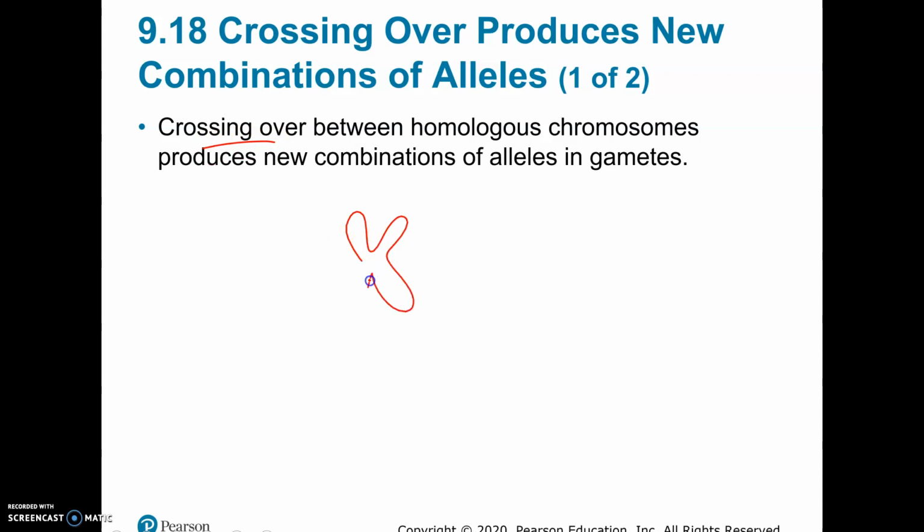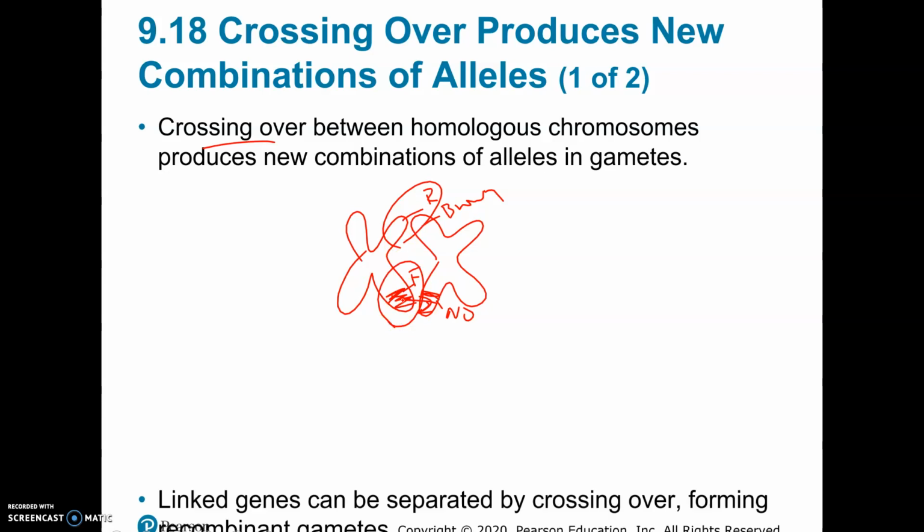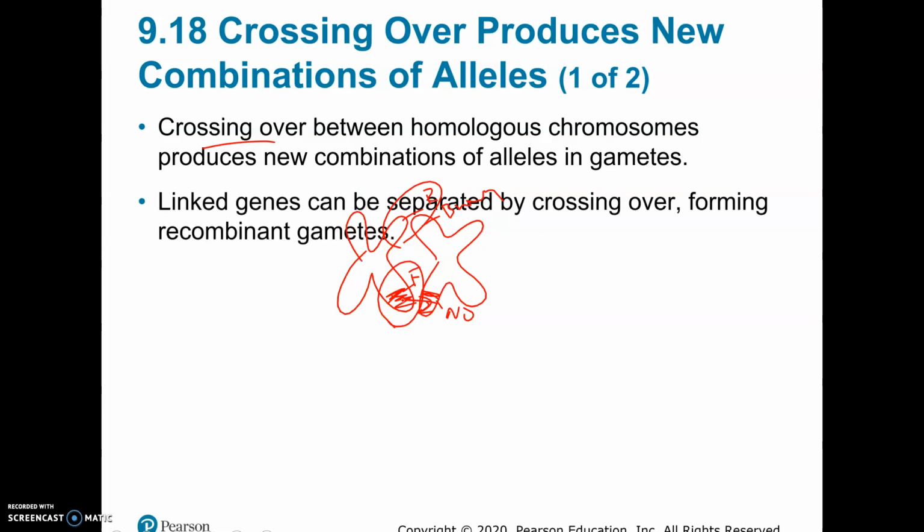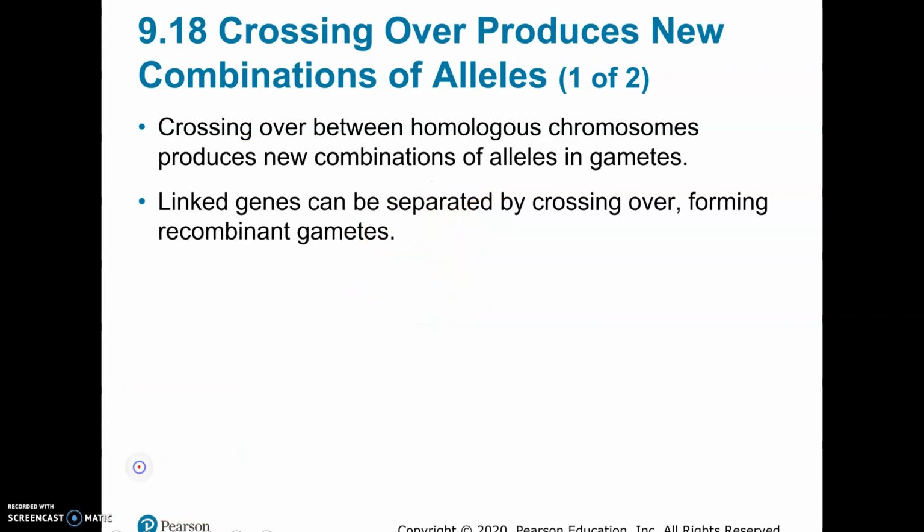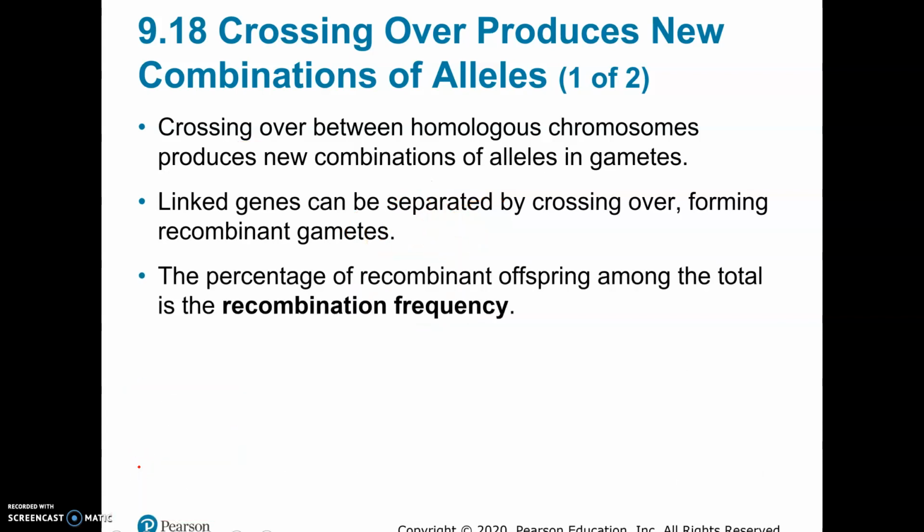Because if, by some random chance, you have red hair and freckles on this chromosome, and let's say brown hair and no freckles on this chromosome, but during meiosis, these two swap places, guess what? Now red hair and no freckles are on the same chromosome. So crossing over would allow new combinations that you would not have seen because of the genes linked.